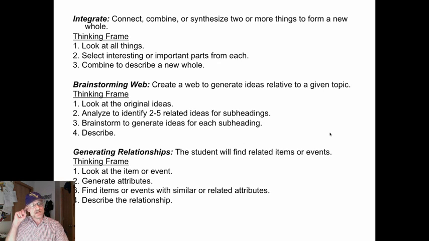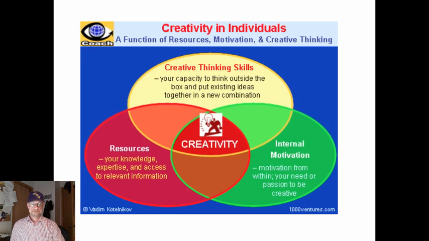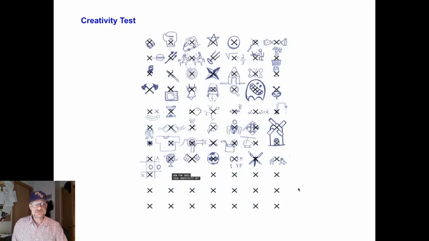Here are also some cognitive processes related to creative thinking. And again, if we break the cognitive process down into steps and teach them explicitly, that is a thinking skill, or more specifically, a creative thinking skill. Creative individuals have these 3 traits or characteristics. Resources, you have a knowledge base and expertise, creative thinking skills, and then internal motivation to be creative.